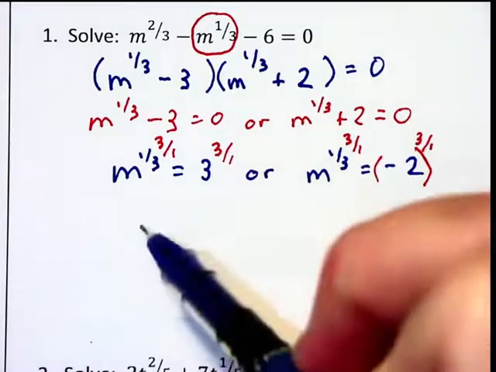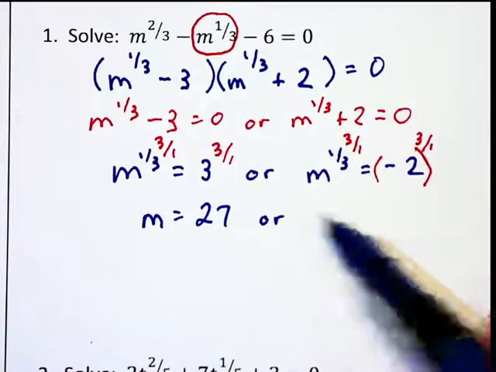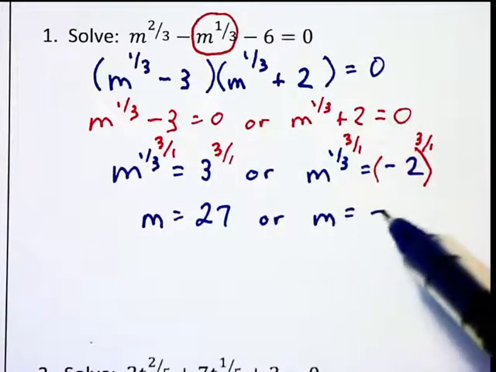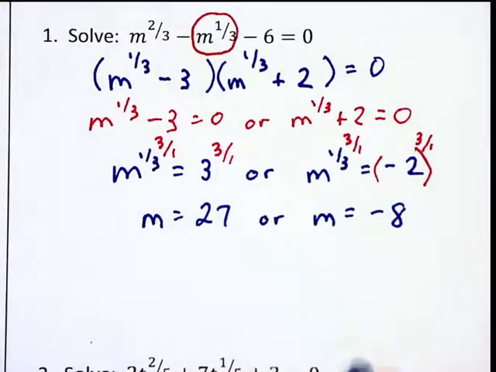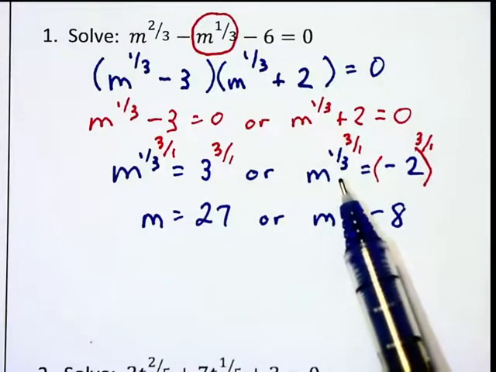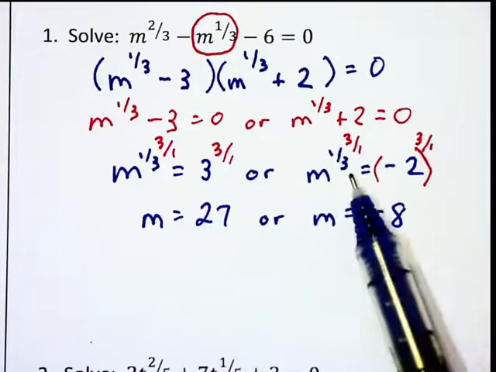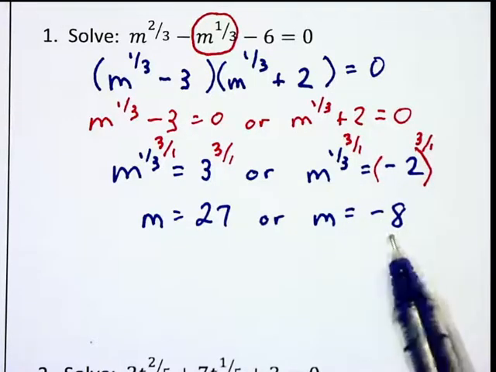This is going to give us m is equal to 27, or m is equal to -8, both of which will work if you substitute them back into the original equation. The one thing you do have to watch out for is if you have an even root and the denominator is even, like the 4th root equal to a -2, then you would have no solution, at least for that side of the equation.